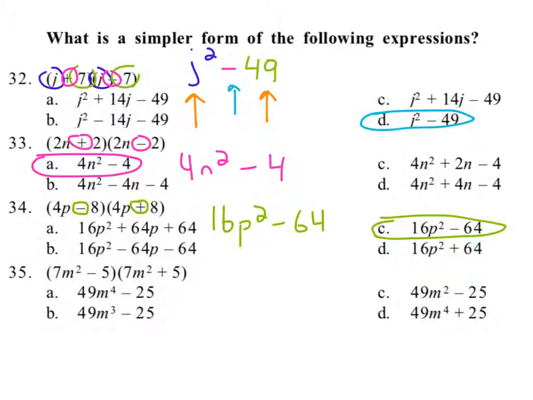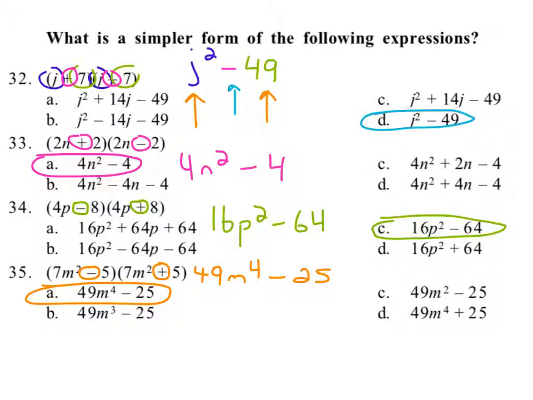And continuing on in this manner, we've got the same binomial twice, except for the difference that it's one of each sign. And so we square the first term, 7m squared times 7m squared is 49 m to the fourth, and then 5 times 5 is 25, and we've got a negative between them, so we've got 49 m to the fourth minus 25. That is A.